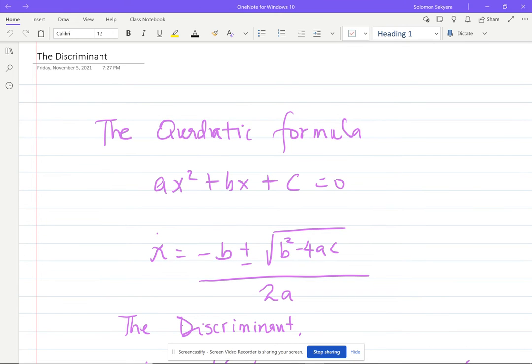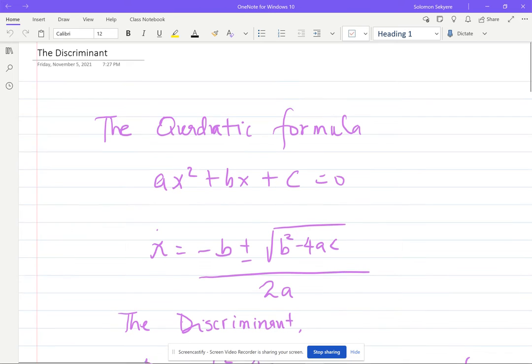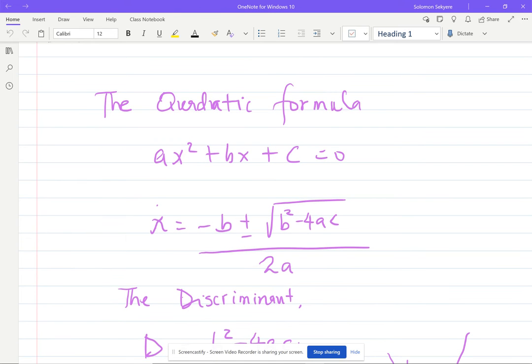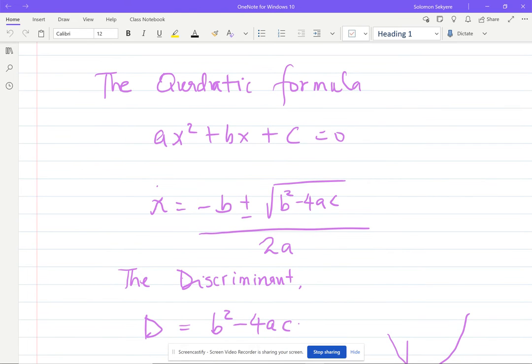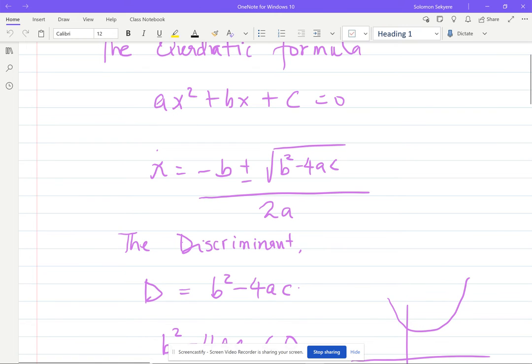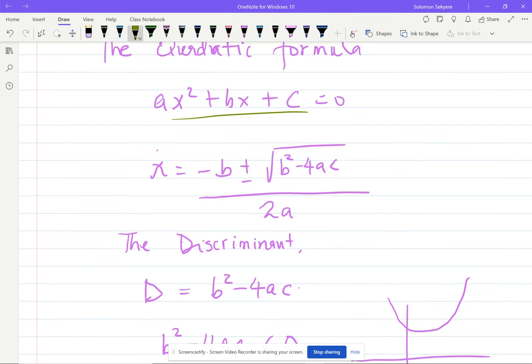All right, in this video, we are going to briefly talk about the discriminant. Let's look at the quadratic formula, which we dealt with in our previous video on completing the square. Given this quadratic equation, this is the solution. This is the quadratic formula: x equals minus b plus or minus the square root of b squared minus 4ac, over 2a.